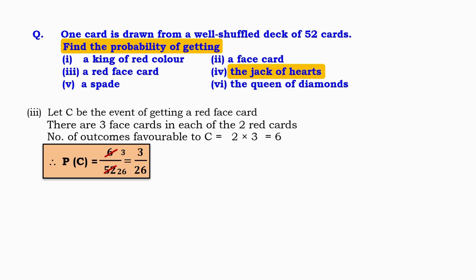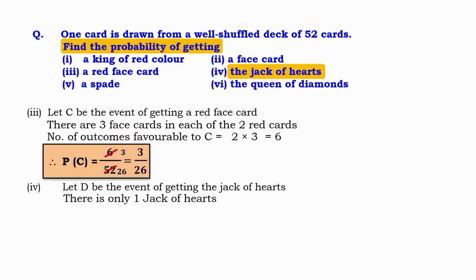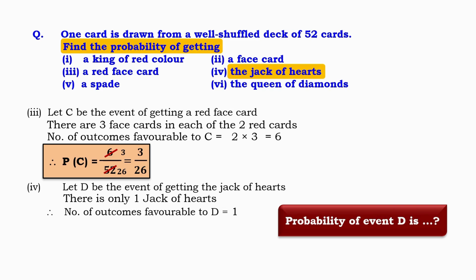Now next part, the probability of getting the Jack of Hearts. Let D be the event of getting the Jack of Hearts. There are 13 heart cards, but out of that, the Jack of Hearts is only one. So the number of outcomes favorable to D is equal to 1. So the probability of D is equal to 1 by 52.